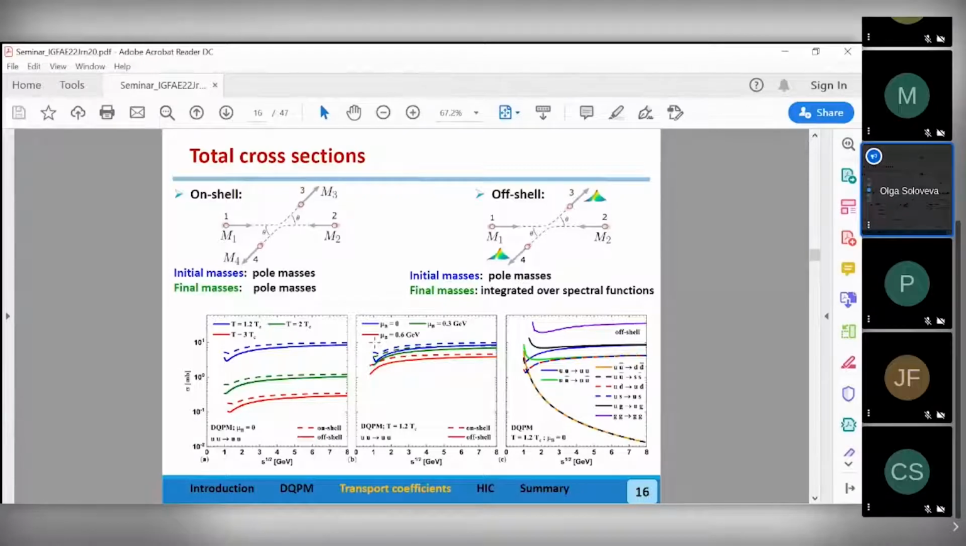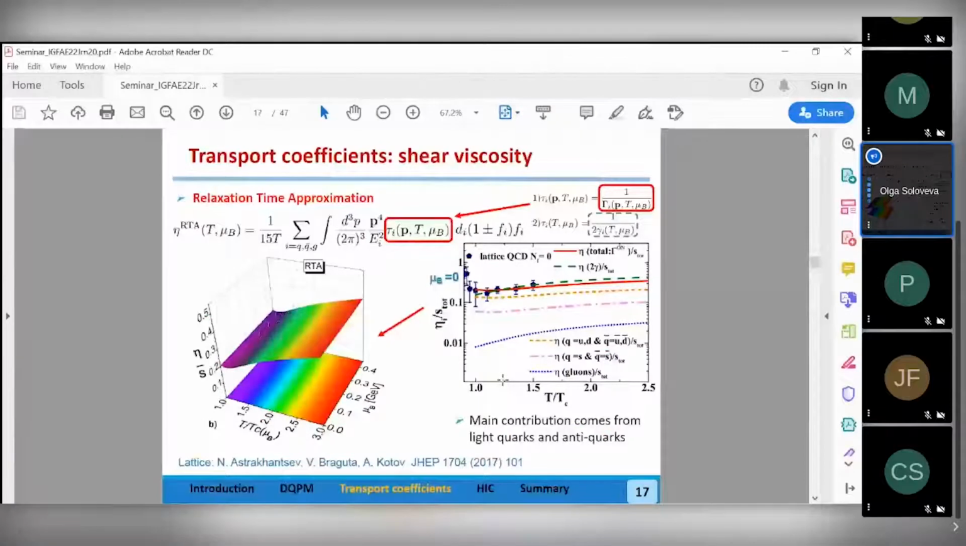We have seen that here the total cross section is decreasing with temperature and decreasing with μB. And using the cross section, we can evaluate the relaxation time, which is the key ingredient for transport coefficient. So let's start with shear viscosity, where we are taking into account quarks, antiquarks, and gluons as well. So you can see here the formula from relaxation time approximation.